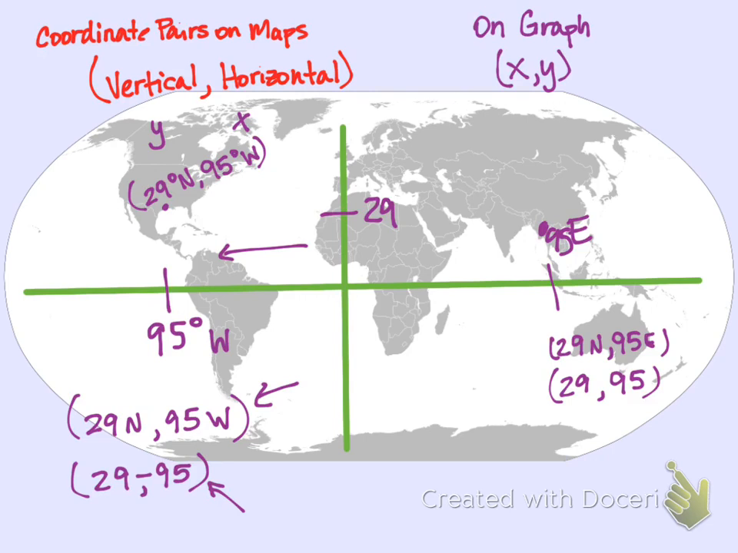So just remember that if you're mapping stuff or plotting points on a graph, it's the vertical first and then the horizontal.